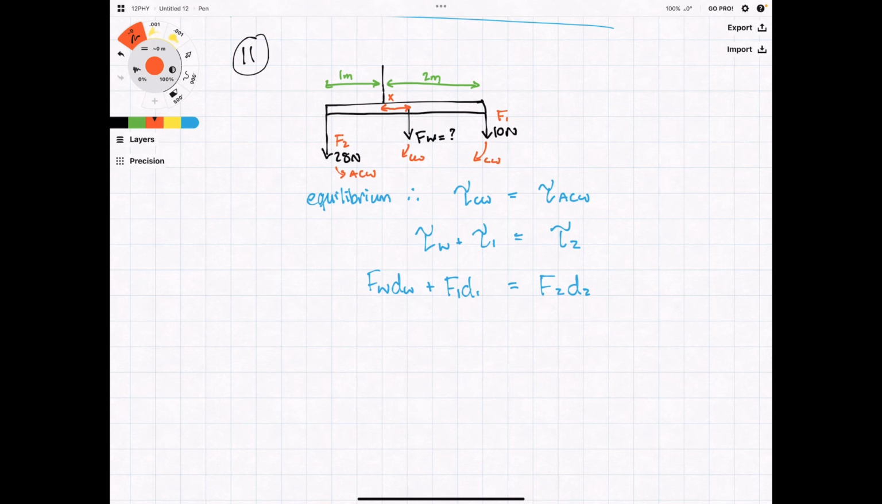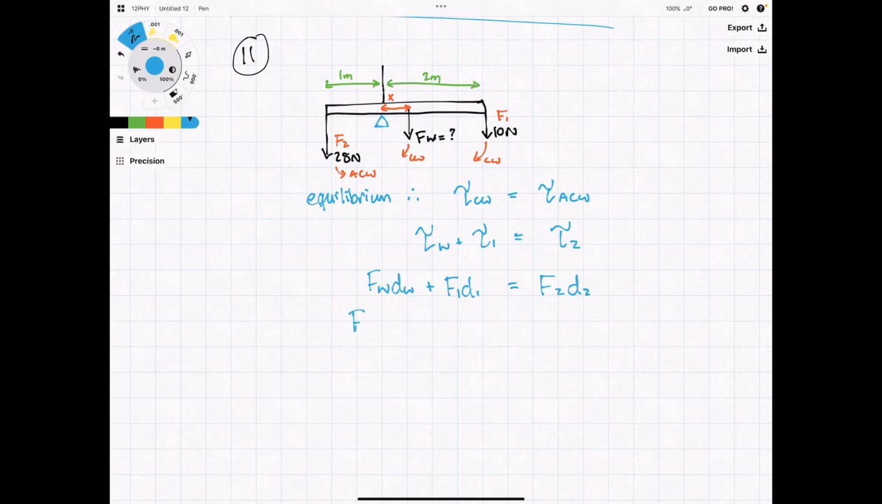0.5 meters, I hope you're all thinking. Okay, the plank is 3 meters long in total, and that means it's 1.5 from either side, and the pivot at X, here's our pivot, is 1 meter from either side, so it's 0.5 meters.